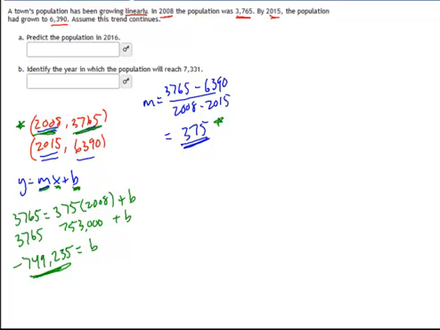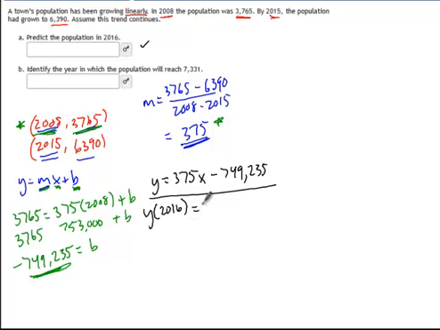The final step in solving this is to predict the population in 2016. I take my equation, which is y equals 375x plus my b value, which is a negative number, minus 749,235. So here is my equation. To find the population in 2016, I'm going to evaluate that function for 2016. So 375 times 2016, all minus 749,235. That's going to give me my first answer.